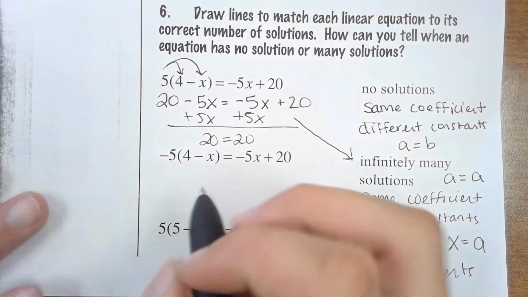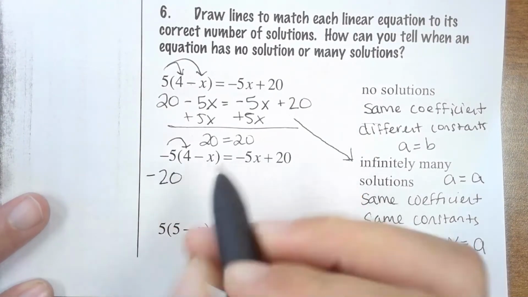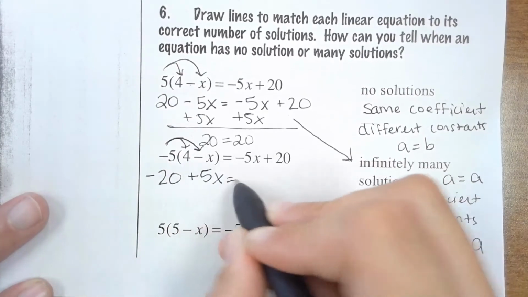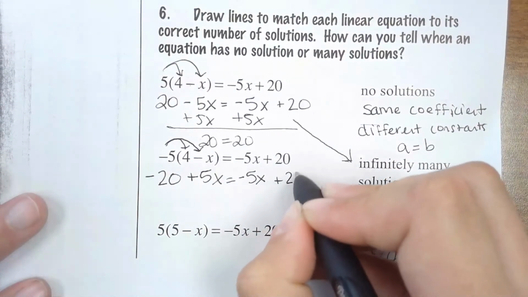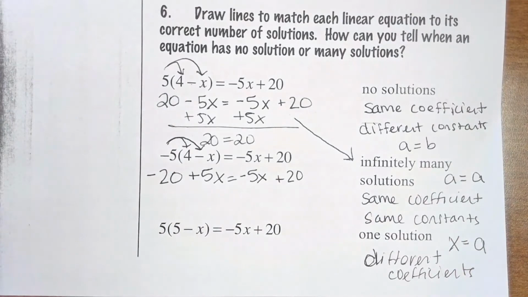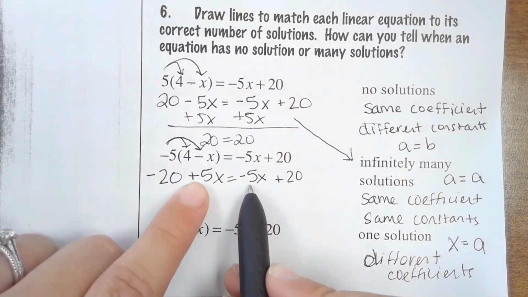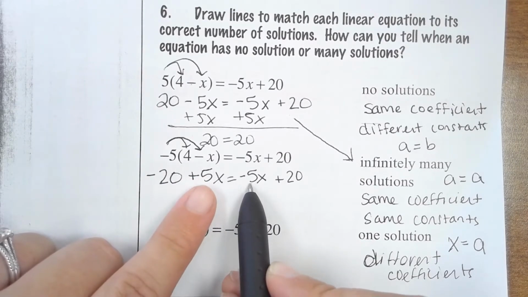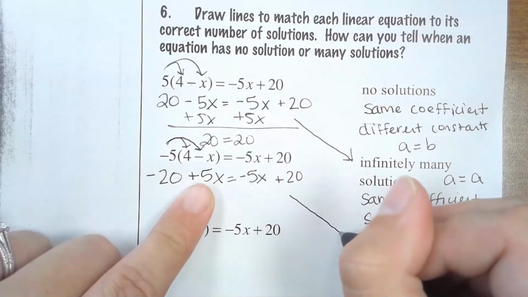So let's do the next one. So now it's a -5 out front. So a -5 times 4 is a -20. -5 times the negative x is a positive 5x. And then over here on the right, we would get a -5x plus a 20 again. Okay, so again, look at your coefficients first. So my coefficients, I have a +5 and then I have a -5. So they're not the same. One's positive, one's negative. So if you don't have the same coefficients, that's your indicator right away that it's going to give you one solution.